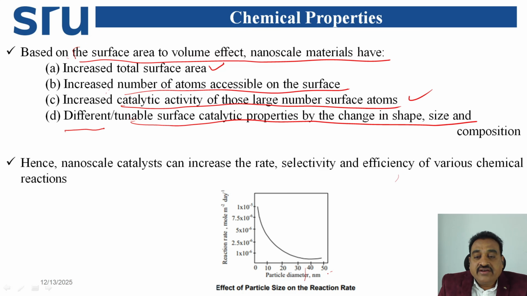So here, take the x-axis as particle diameter in nanometers, 0, 10, 20, up to 50. On the y-axis, take the reaction rate in moles per meter square per day. The effect of particle size on the reaction rate we can observe in this graph.